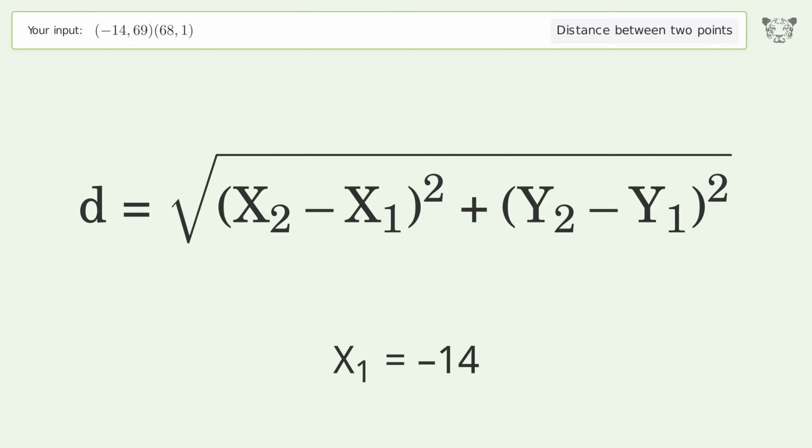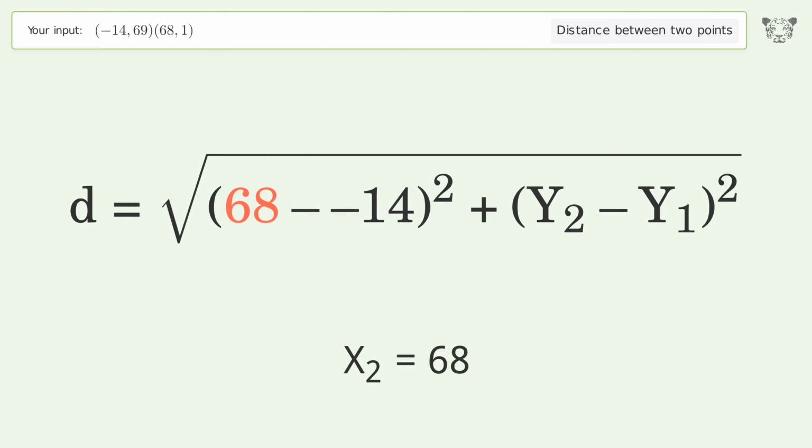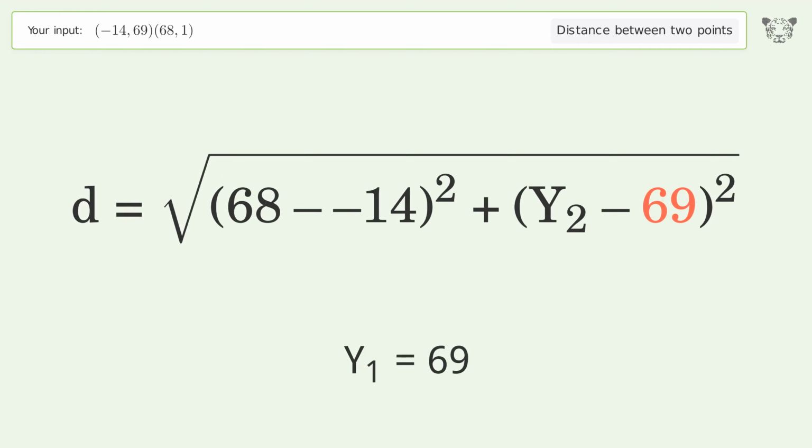x1 equals -14. x2 equals 68. y1 equals 69. y2 equals 1.